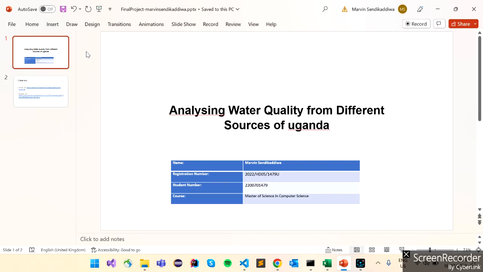Everyone, my name is Marvin Sendi Kadiwa, and this is my project where I analyze the water quality of different samples in the region of Uganda.